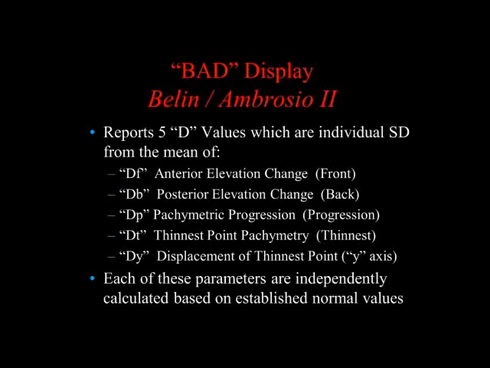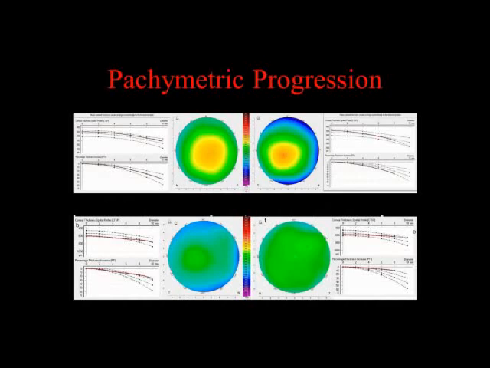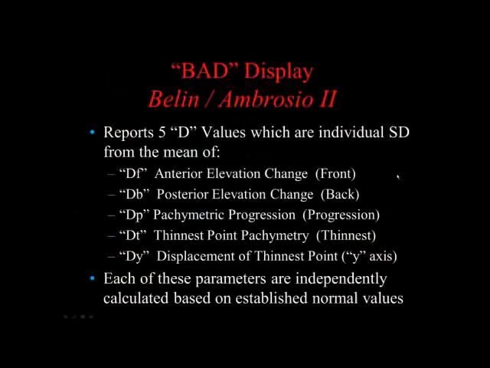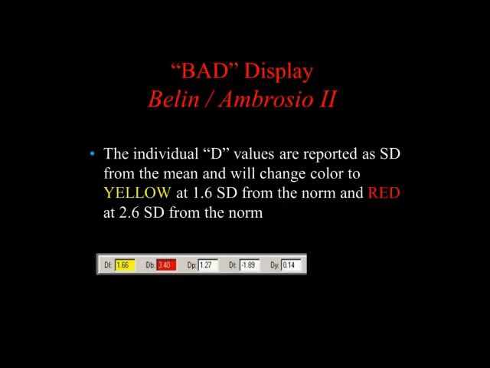The Belin Ambrosio 2 looked at 5 parameters. DF is the change in elevation going from the standard reference surface to the enhanced on the anterior surface, and then DB is that change in elevation on the posterior surface. We also looked at the pachymetric progression, which is a single number that reflects this red graph. We also looked at the reading at the thinnest point of the cornea, and where the thinnest point was displaced in the vertical direction. Each of these parameters was independently calculated based on a normal population.